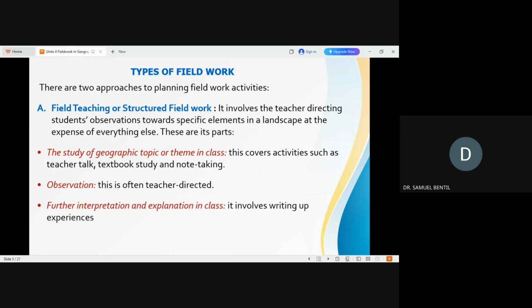So in that of the Doc, structured, please come again. What I'm saying is that there are two approaches.